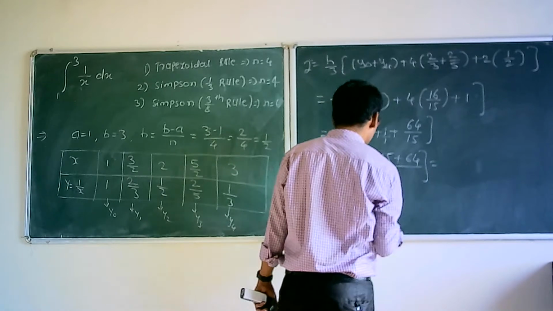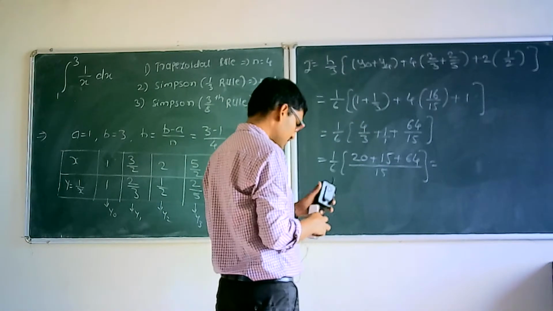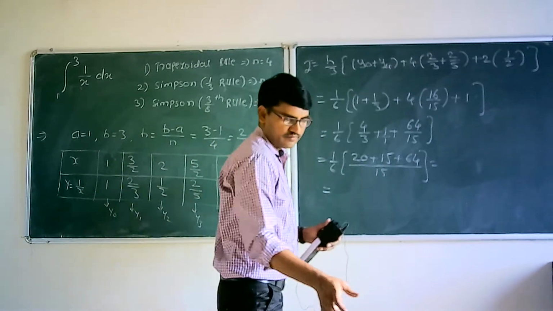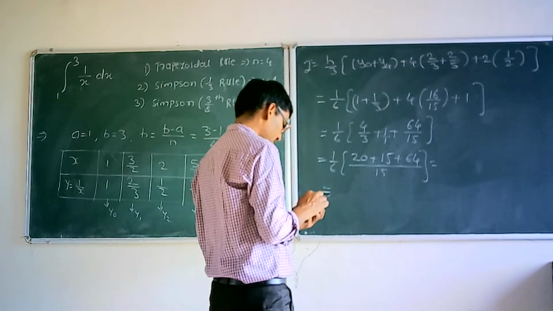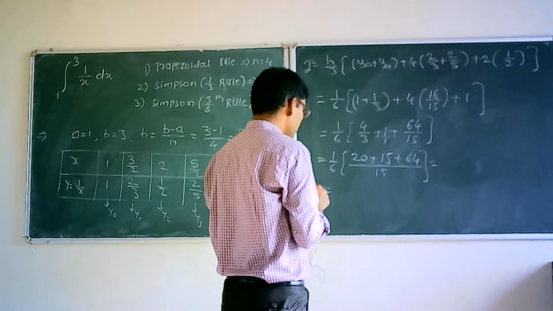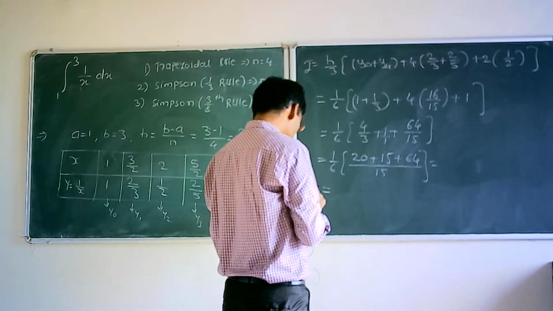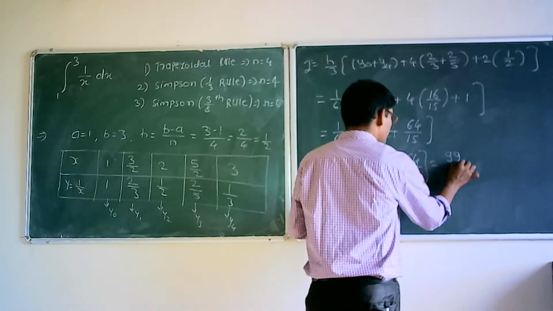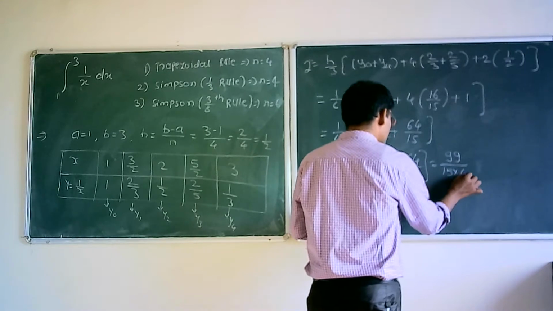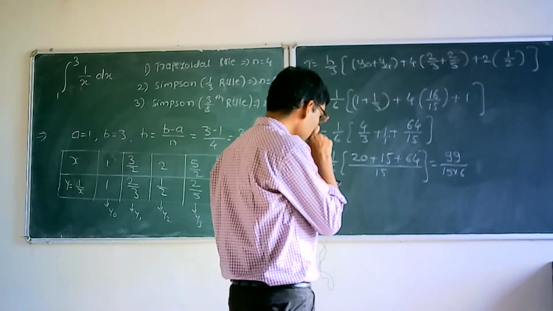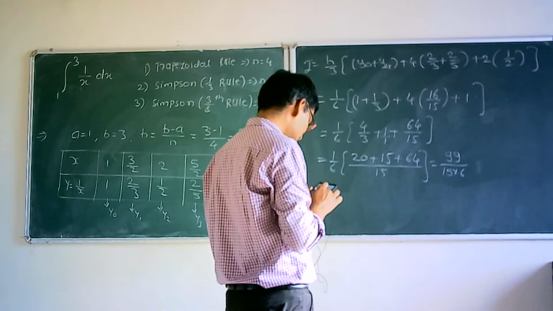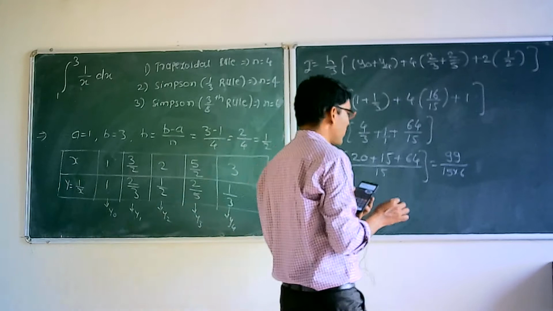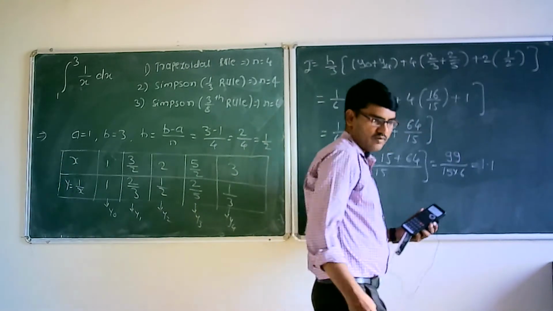So if you add these, 20 plus 15 is 35, 35 plus 64 is equal to 99. So 99 divided by 15 into 6, that is 90. So 99 divided by 90 is equal to 1.1. The answer is 1.1.